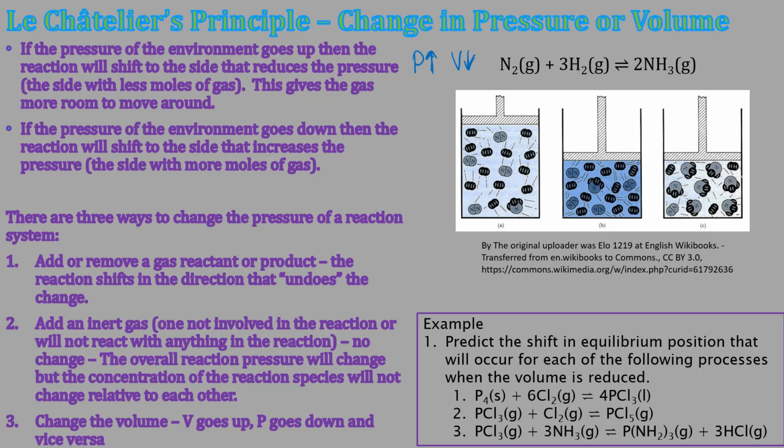But I like to think about it as space instead of pressure. So anytime I see the pressure is going up, I have less space. So that means I'm going to move to the side with the least amount of gas. So if this is the reaction over here, if I'm giving it less space, then it's going to move to the side with the least amount of moles of gas. So this is the least amount, so it would move to the product side.